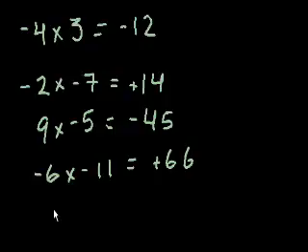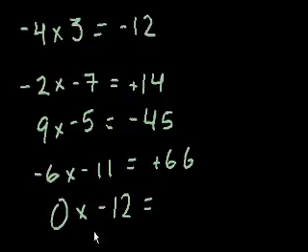Let me give you a trick problem. What is 0 times negative 12? Well, you might say that the signs are different, but 0 is actually neither positive nor negative, and 0 times anything is still 0. It doesn't matter if the thing you multiply by is a negative number or a positive number. 0 times anything is still 0.